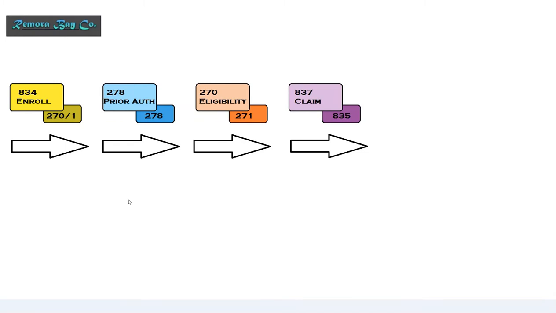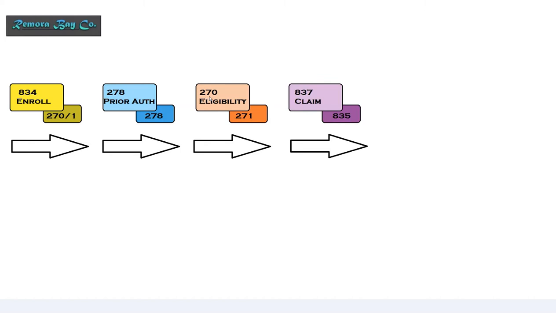Also, a quick note here. For this flowchart and diagram, what I've tried to do here is show you how these transactions are paired up as they move along this flowchart. The 278 request will be sent from the doctor, for example, to the payer, and then the payer will return a 278 response. This transaction uses the same number. I don't know why they did that, but they did. It's actually a different transaction, but they use the same number.